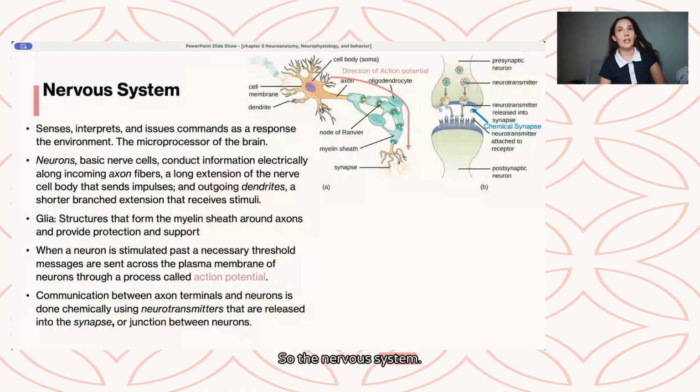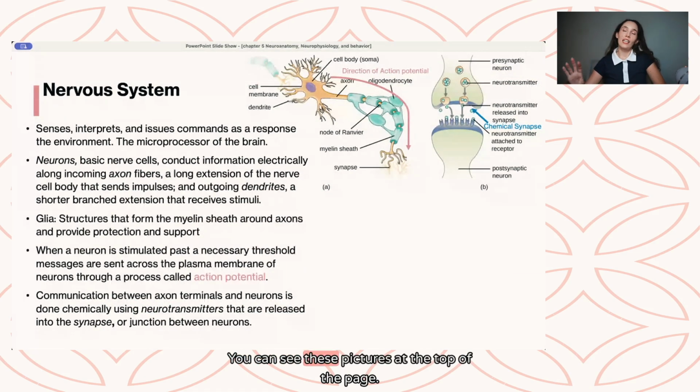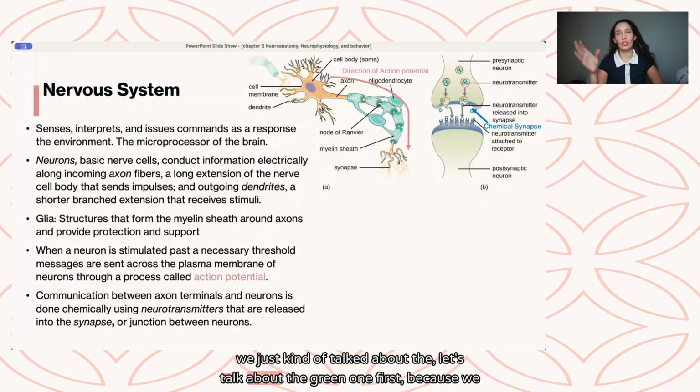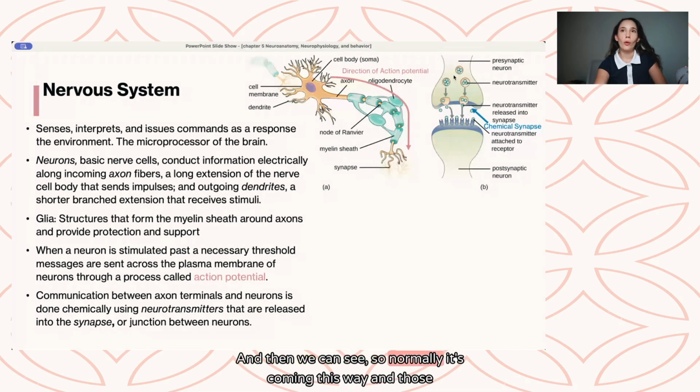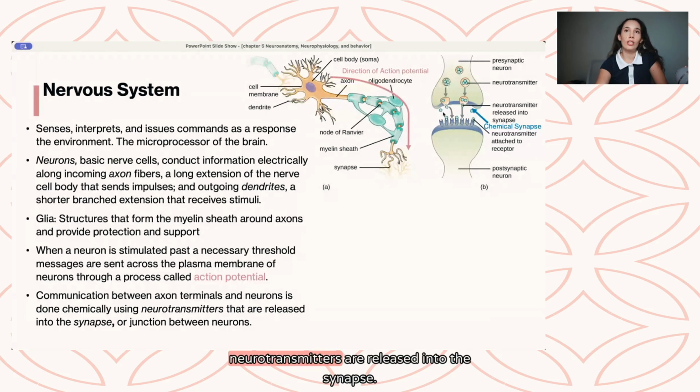So the nervous system. You can see these pictures at the top of the page. Let's talk about the green one first, because we just talked about that. You can see the presynaptic neuron up here, and then you can see these little blue neurotransmitters, and normally it's coming this way, and those neurotransmitters are released into the synapse. That is this space here. And then down here, this is our postsynaptic neuron. And you can see that that is taking up the neurotransmitters.